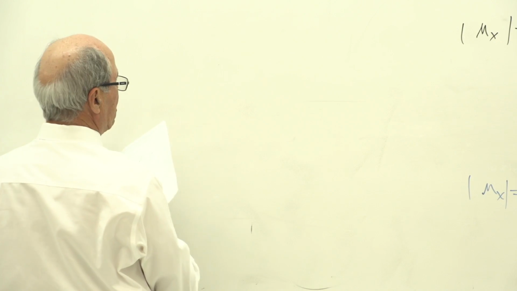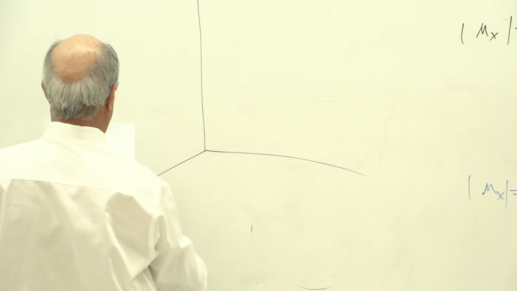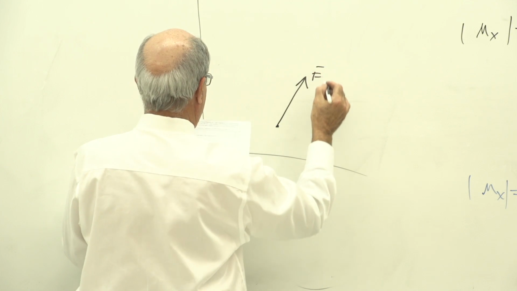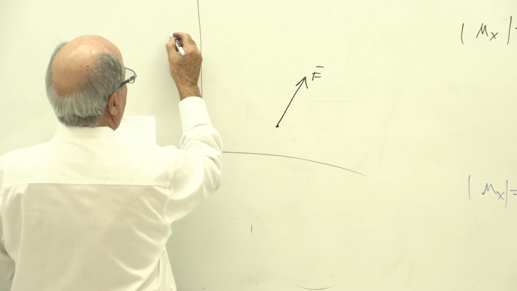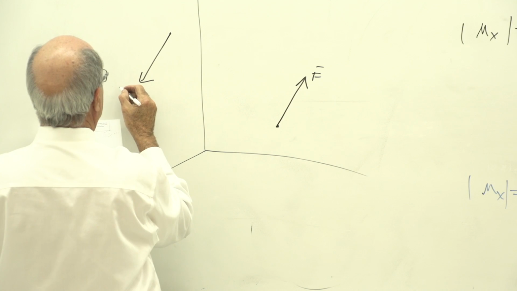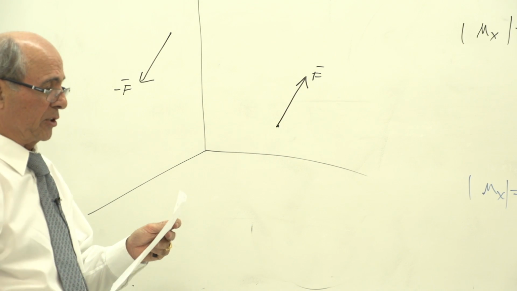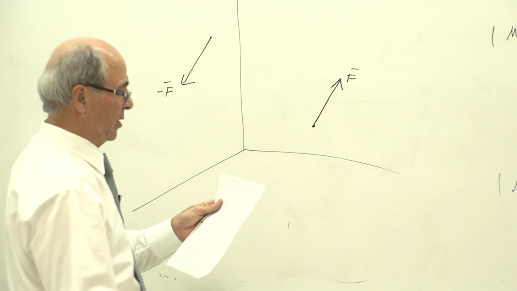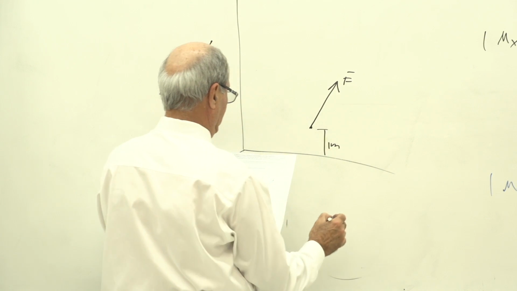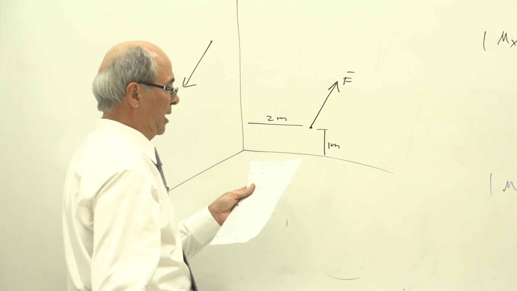So here it is. This is 2D. I just do it in 2D, but 3D will follow. Let's say we have here a force F going that way, and there is a force going this way, of course, minus F. So these two are equal and opposite. Now, let's say that this distance is 1 meter, and this distance is 2 meters. That's the location of that point B.